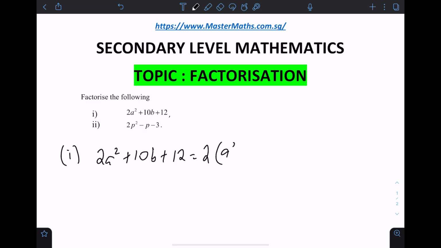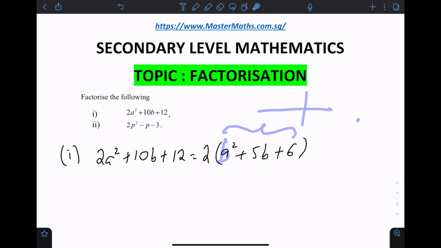So you are left with a squared here. 10 divided by 2 is 5b. 12 divided by 2 is 6. Now it seems like this is factorizable, but a squared, b, and then a constant. If this was b squared, then you can use the cross method to further factorize, but this is actually just a squared. So you cannot factorize further. This is literally our final answer for part 1.